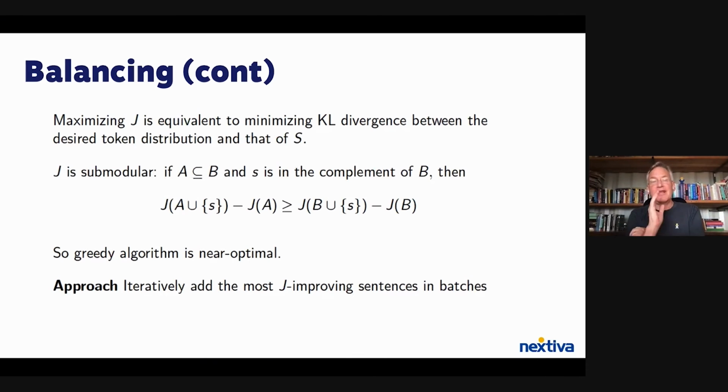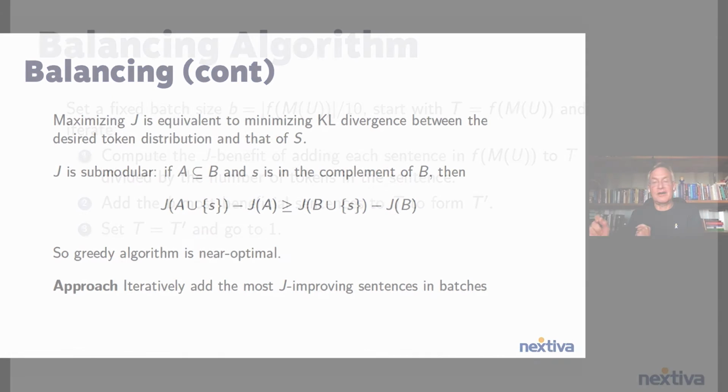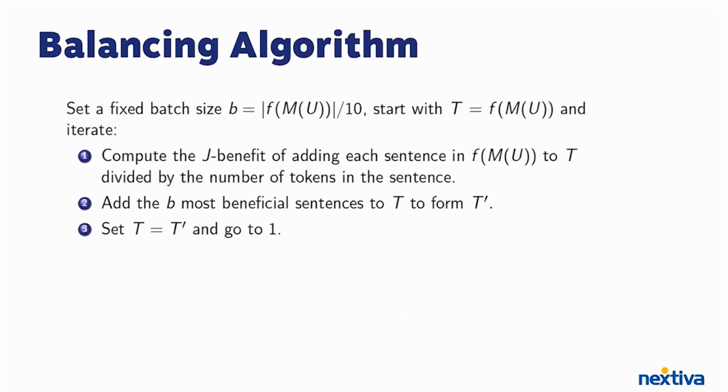Now, this function J has a nice property that it is submodular, which means it has this kind of diminishing returns property. And that's the analog of convexity in discrete spaces. That means it has nice optimization properties, one of which is that the greedy algorithm is near optimal for solving it. So what they do is actually the greedy algorithm. So what does that mean?